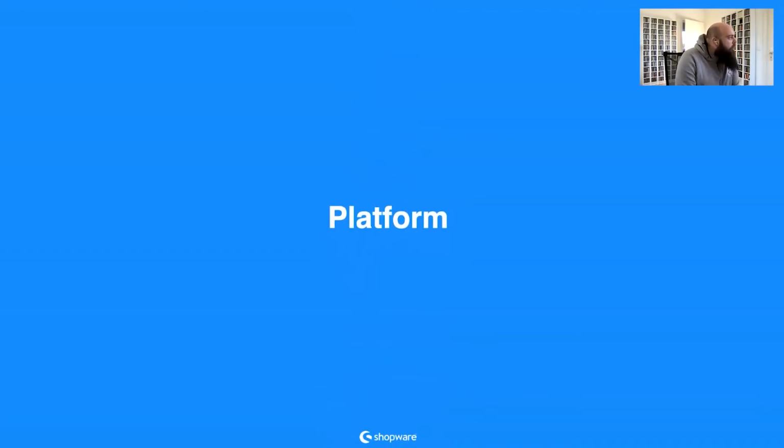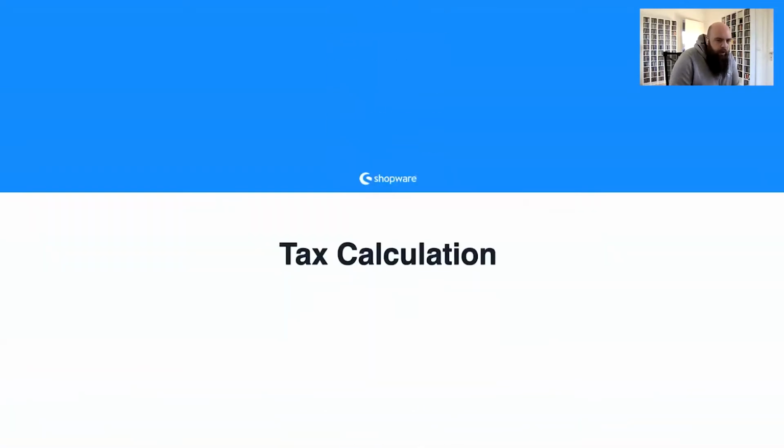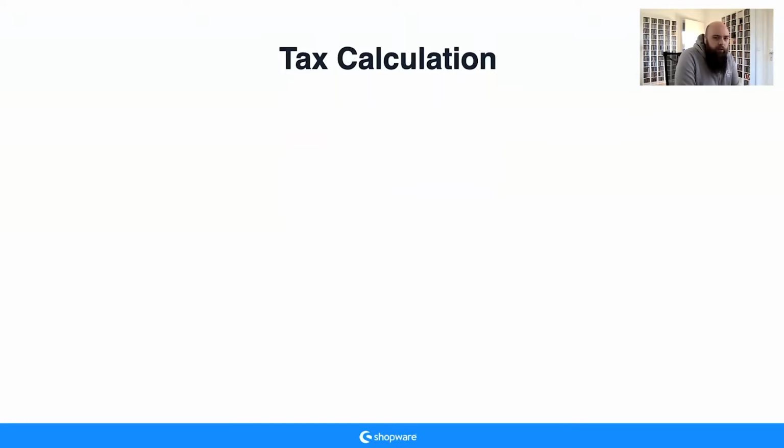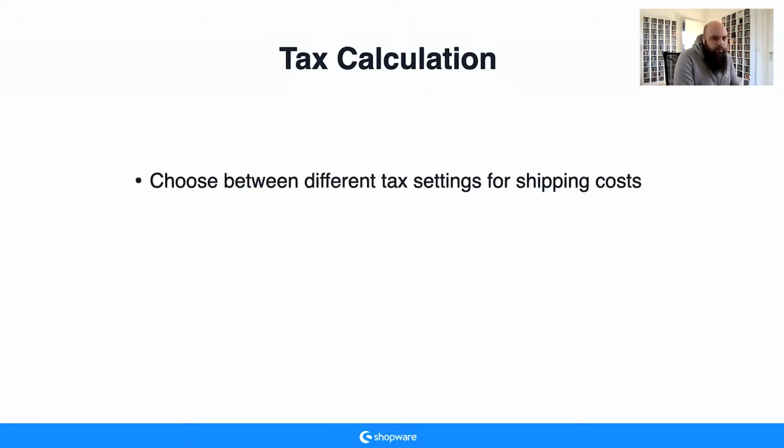I've done some concepts and been part of some kickoffs in the platform repository, and let's start with tax calculation. We have some feedback that the tax calculation on shipping costs isn't sufficient for international customers, so we decided that it's necessary to choose between different tax settings for shipping costs. The standard shipping tax calculation will be auto. That's basically the thing we use in Germany too.